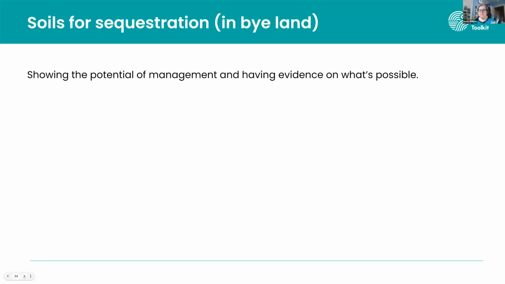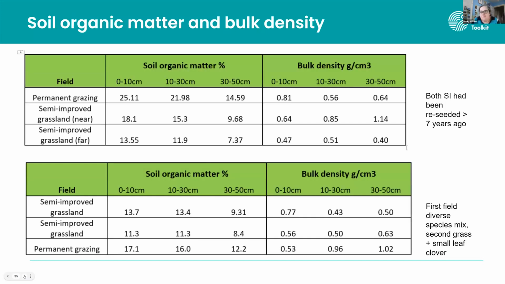So again, thinking about that, well, that's on our common area, that's on our common land. What can we do on our in-by land? And again, thinking about what might be some of the options there. So again, these are another couple of farm examples where we're looking at classifying their in-by in terms of thinking about that permanent grazing, semi-improved grassland near and semi-improved grassland that's a bit further away.